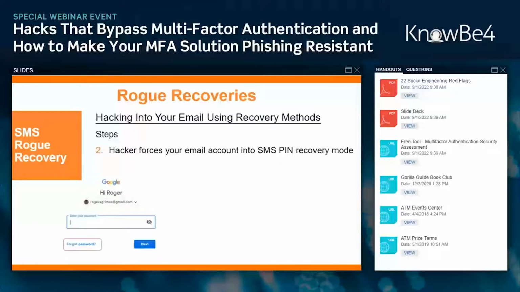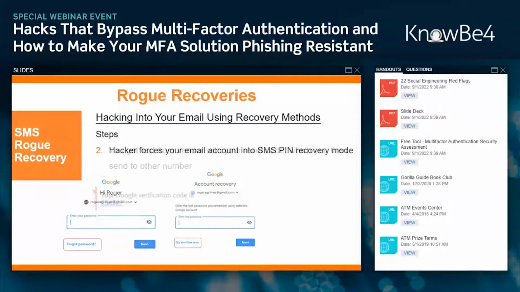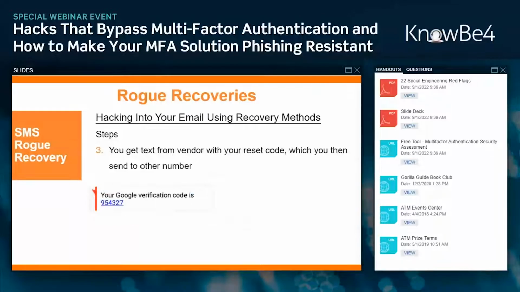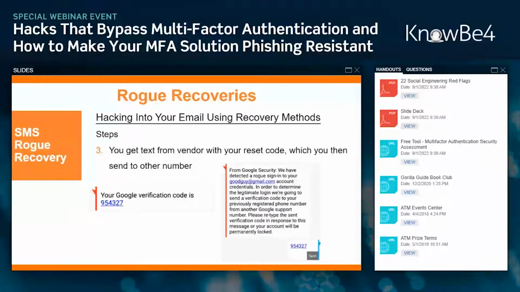Then the hacker just goes to Google Gmail, puts in your email address, and tells Gmail they forgot your password. They didn't forget your password. They didn't know your password. But then Google will say, hey, do you want to try the old password? And you can say, no, I want to try another way, and you can choose SMS. And that will send this SMS reset verification code. That's a real Google verification code message right there. And if the victim is tricked into providing that to the attacker, it's game over.